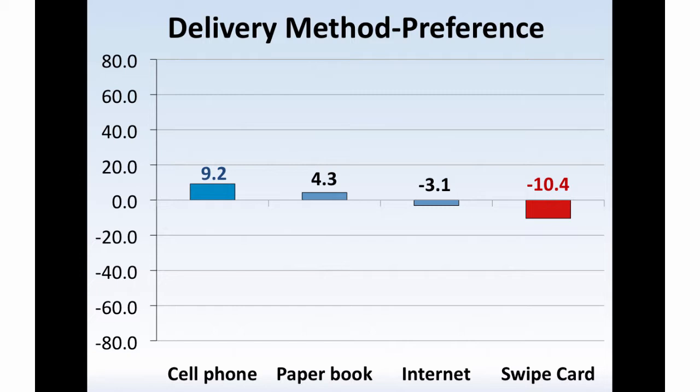And the paper book, not so much. It's still kind of used, but cell phone's much more convenient. The internet, nobody has time to print that stuff off. And then the swipe card, I can see that. It's a pain to keep that swipe card in your wallet and keep track of it. Just put it on your cell phone.